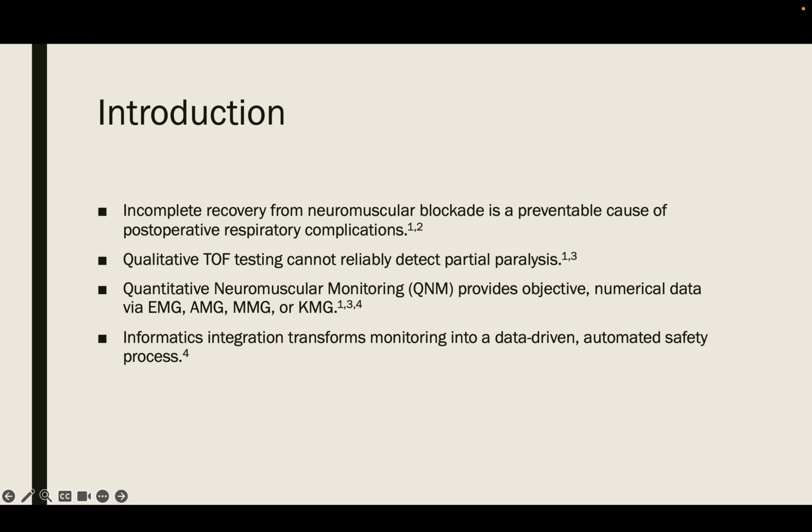This typically occurs when the train of 4 ratio exceeds approximately 0.4 to 0.6. At this stage, muscle twitches may appear normal even though the patient could still have significant weakness. Quantitative methods overcome this limitation by providing an objective measurement of neuromuscular blockade recovery. Integration with electronic record promotes a data-driven automated safety process.